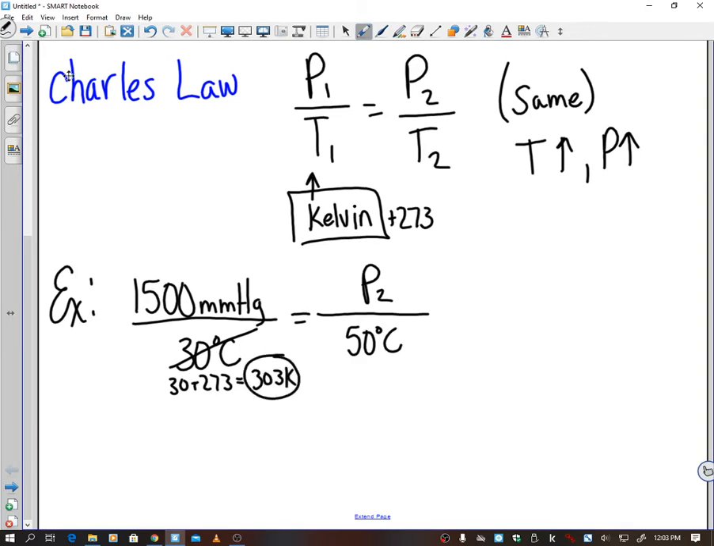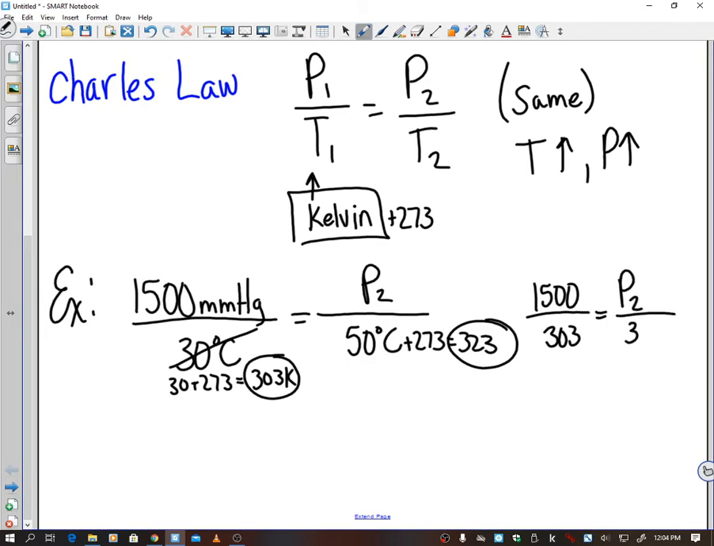So the first thing that I am going to do is change this degrees Celsius to Kelvin. I'm going to take 30 plus 273, and that is 303. That is the number I'm going to use here. Then I'm going to take 50 plus 273, and that is 323 Kelvin. So what I really end up with is 1,500 divided by 303 equals, I need to find my new pressure, over 323. This is in Kelvin. Our temperatures have to be in Kelvin or we aren't going to get the right answer.